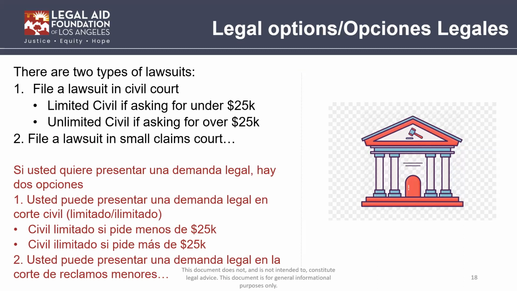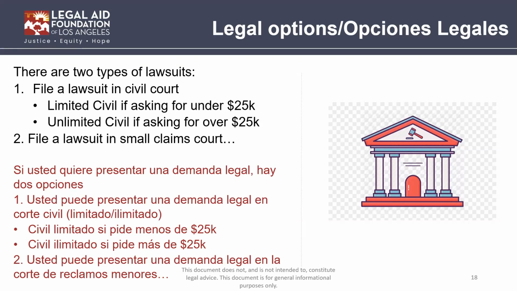Additionally, if you want to move forward with filing a lawsuit, there are different types of lawsuits. You can file a lawsuit in civil court. So civil court lawsuits are divided between limited civil or unlimited civil lawsuits. And the only difference between these is how much money you're asking for in the case. So a limited civil case is a lawsuit where you are suing for under $25,000. And an unlimited civil lawsuit is where you're suing for over $25,000.